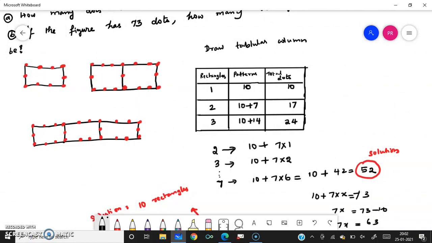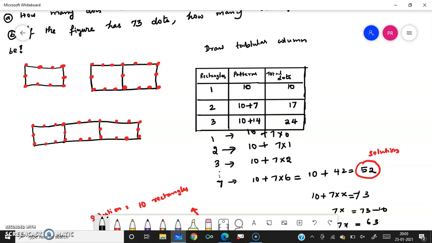2 rectangles means 10 plus 7 into 1. So 1 rectangle also we can write as 10 plus 7 into 0. The first rectangle is 10 plus 7 into 0. The second rectangle is 10 plus 7 into 1. Third rectangle is 10 plus 7 into 2, and so on. The question here asked is 7 rectangles. So it is nothing but 10 plus 7 into 7 minus 1, 6. The first one means 0, 2 means 1, 3 means 2, 7 means 6. So it will be 10 plus 42, 52, solution.